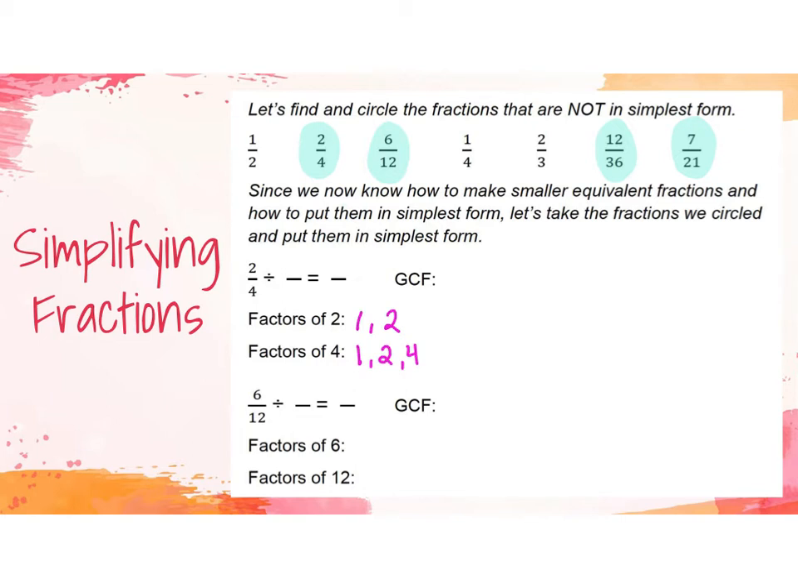Next, we'll look for any common factors. 1 is a common factor, and 2 is a common factor. 2 would be our greatest common factor. If we divide both our numerator and our denominator by 2, the fraction will be in its simplest form. 2 divided by 2 is 1. 4 divided by 2 is 2. 2/4, written as a fraction in its simplest form, is 1/2.